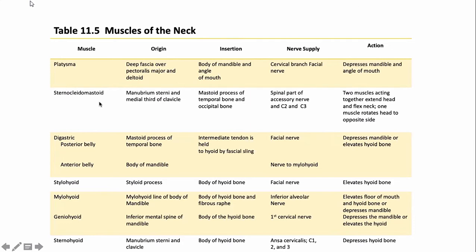The sternocleidomastoid muscle originates from the manubrium sterni and the medial third of the clavicle. It is inserted into the mastoid process of the temporal bone. The nerve supply is from the spinal part of the accessory nerve and C2 and C3. The action of the muscle: contraction of two muscles acting together extends the head and flexes the neck. If one muscle contracts, it rotates the head to the opposite side.